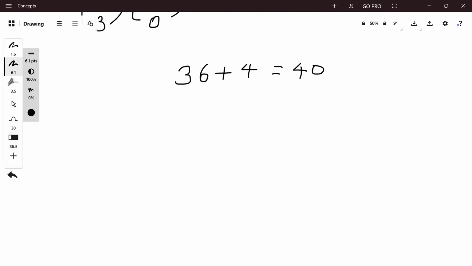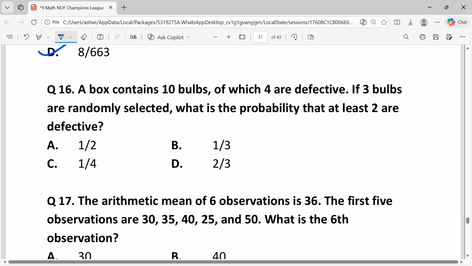The probability is the ratio of favorable outcomes to total outcomes, that is 40 upon 120, which is equal to 1 by 3. From the given options, the answer is B, 1 by 3.